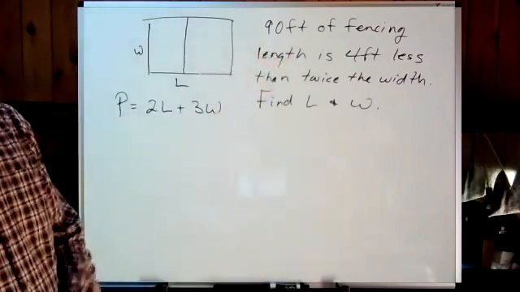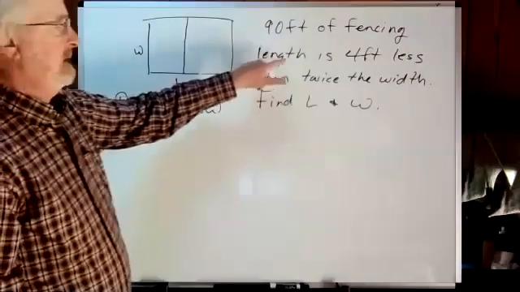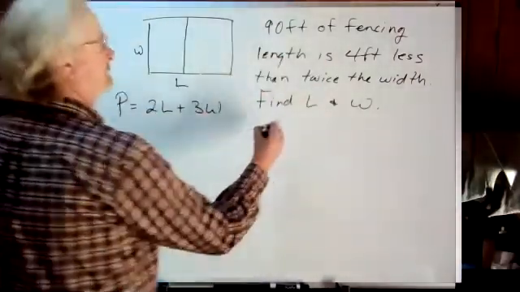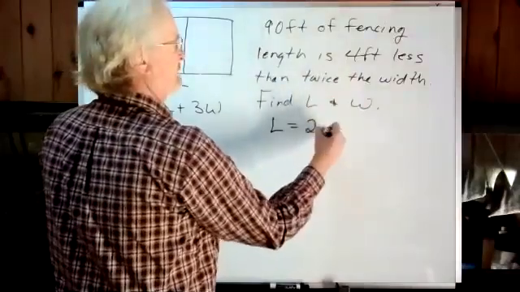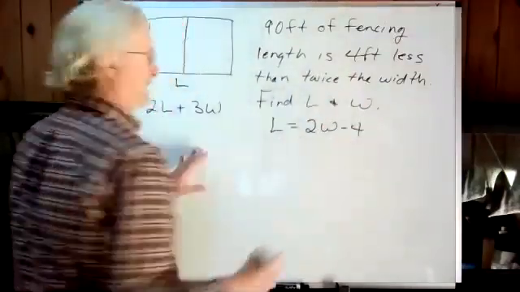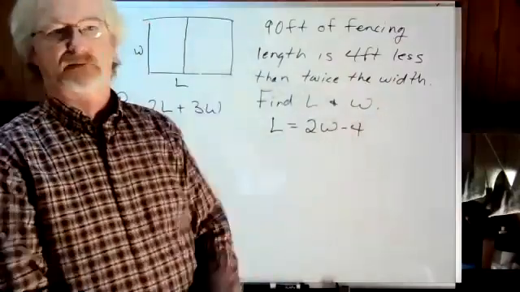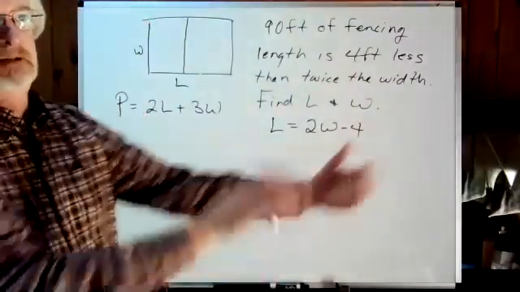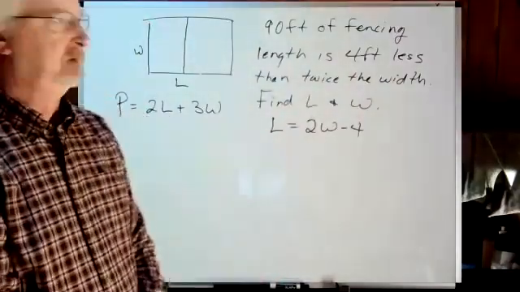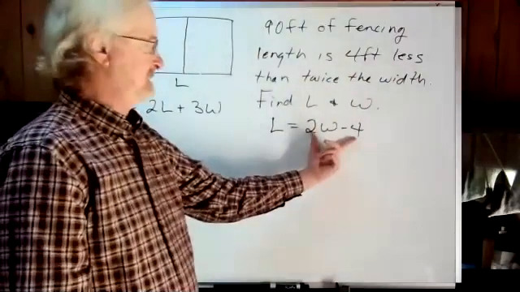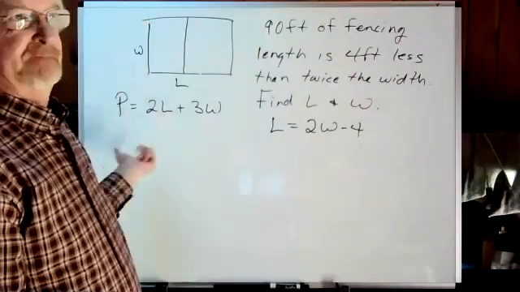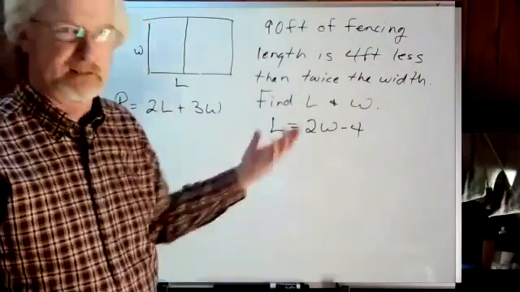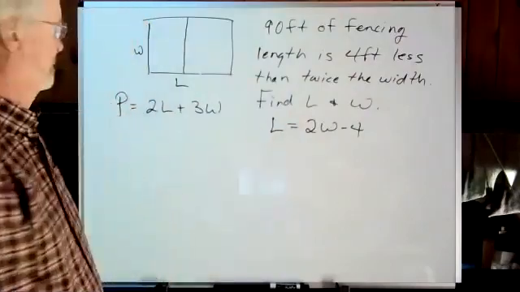Now I have a relationship here. The length is, really I'm saying, length is 4 feet less than twice the width. Length equals 2w minus 4. It's like a mini side equation here. But I'm going to use this instead of the L because I don't want to have 2 different variables. Otherwise, I really can't solve for either of them.